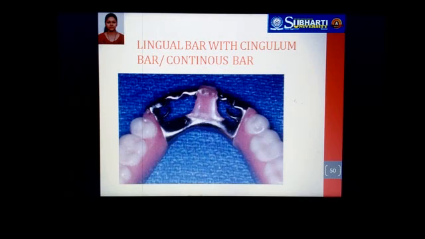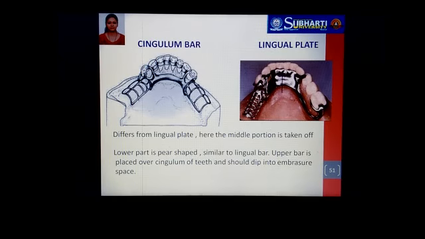Now the lingual bar with cingulum bar, or continuous bar. This design comprises two designs, that is, one is a lingual bar and the other is the cingulum bar. As you can see, there are two portions. The cingulum bar is going to cover the cingulum portion, and the lingual bar is going to be placed at least 3 or 4 mm below the gingival margins of the remaining teeth. It is quite similar to the design of the maxillary major connector, the anterior posterior bar or anterior posterior strap, where one component lies anteriorly and the other lies posteriorly.